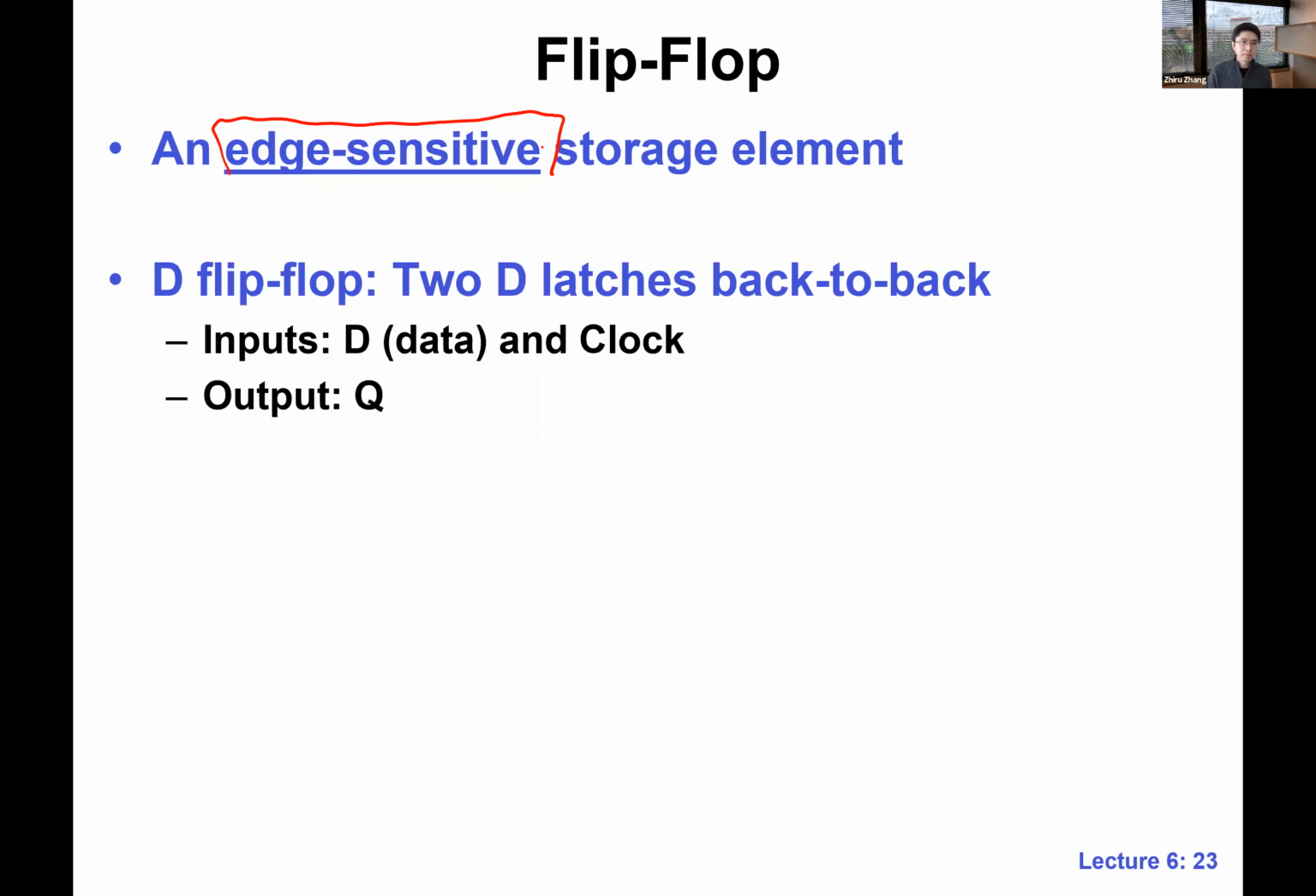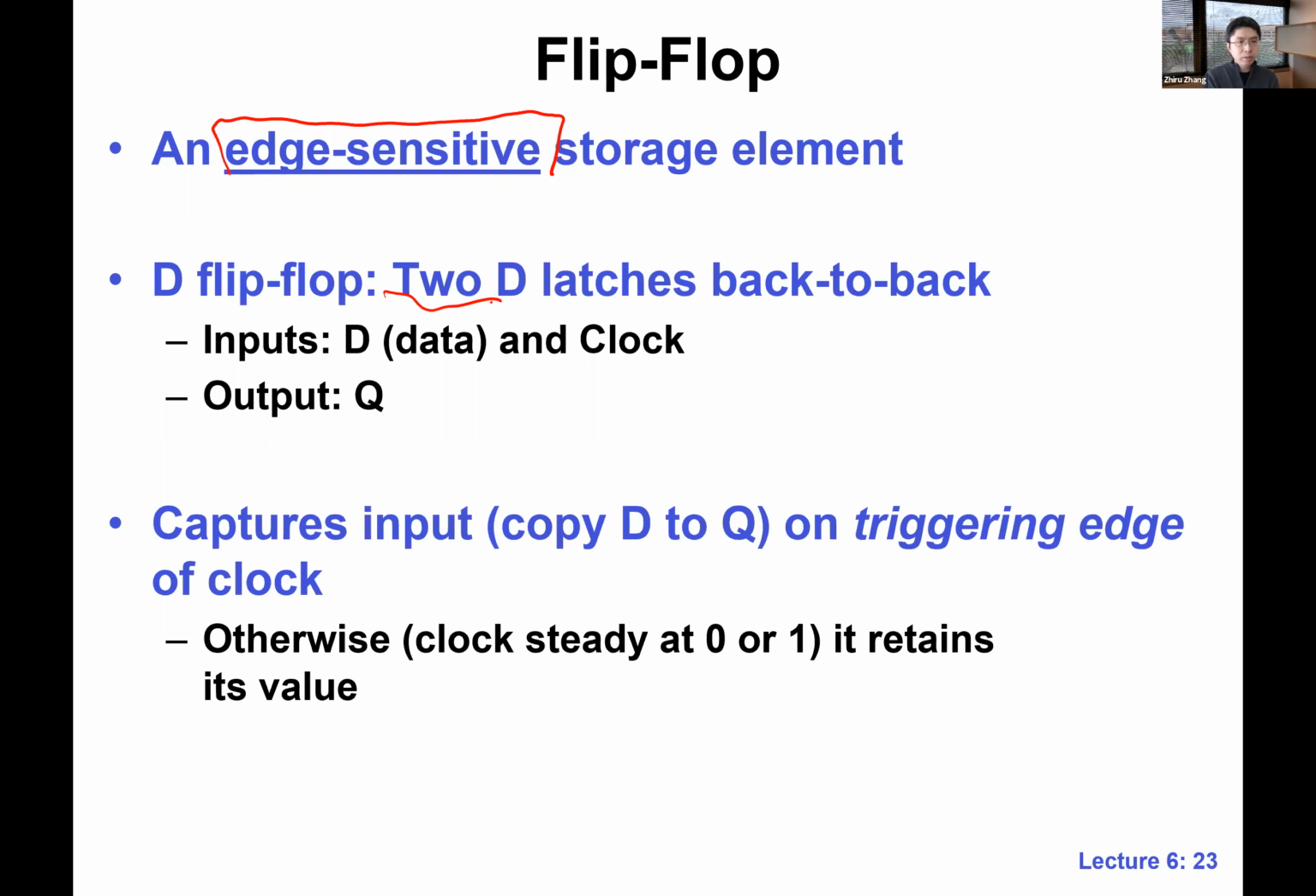It's an interesting name, right? By just looking at the name, you can probably already guess. We have a pair of things. It's actually composed of a pair of two D latches, back-to-back. Just like the D latch, we have a D input, and we have another input, which will usually be connected to the clock. And we have an output.